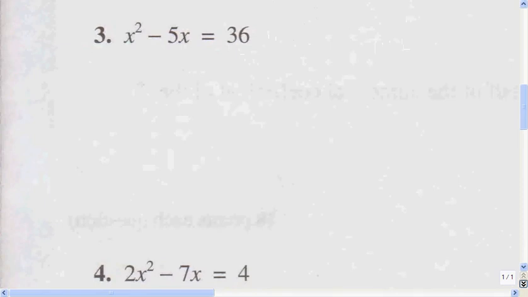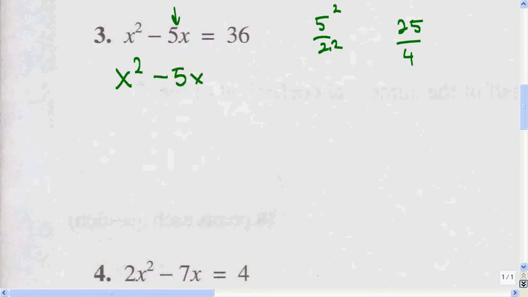Okay, so what we do here is we grab half of the 5, which is 5 over 2, right? That's half of 5. Then we square both of them. We square the 5, we square the 2. What we get is 25 over 4. Okay? That's our third term. So we have x squared minus 5x plus 25 over 4. And what we add to one side, we have to add to the other, so we're going to add 25 over 4 to this side.